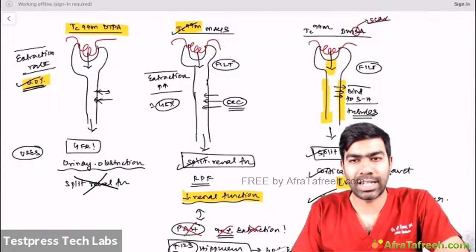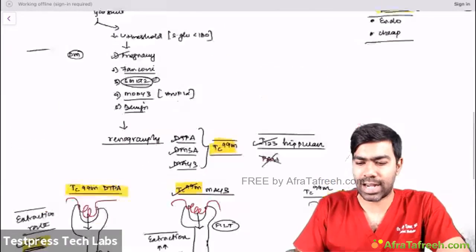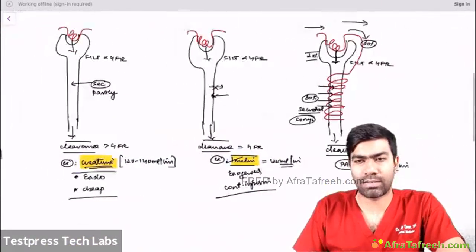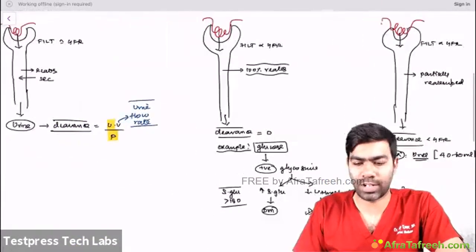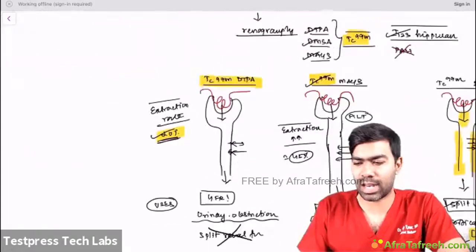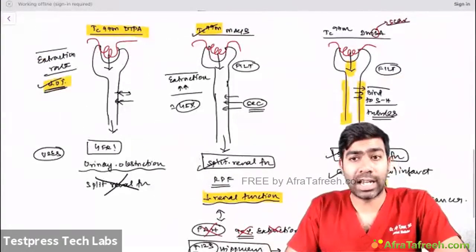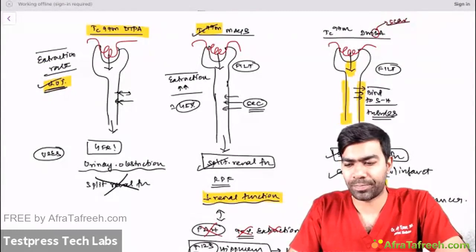So these are the three nuclear scans, which are just a direct extrapolation of whatever we have learned here. Whatever the functions of clearance that we have learned here, the same things can be extrapolated to understand these three types of renography as well, nuclear scan.